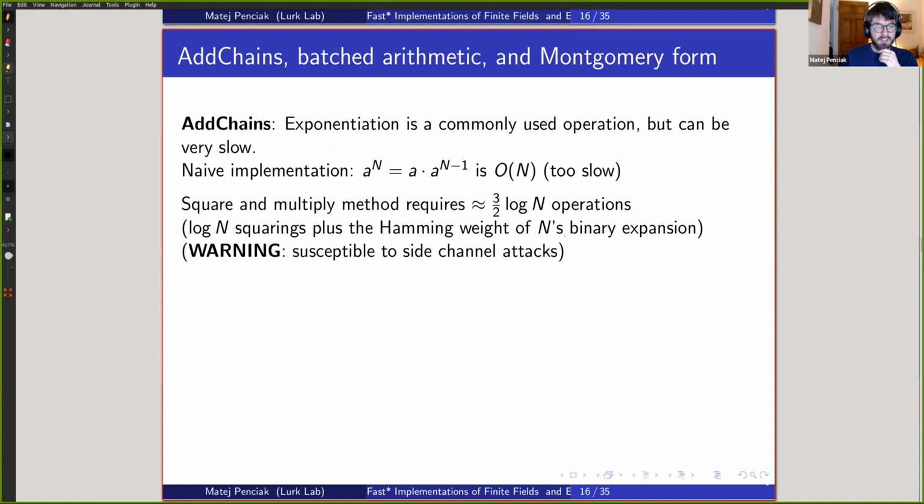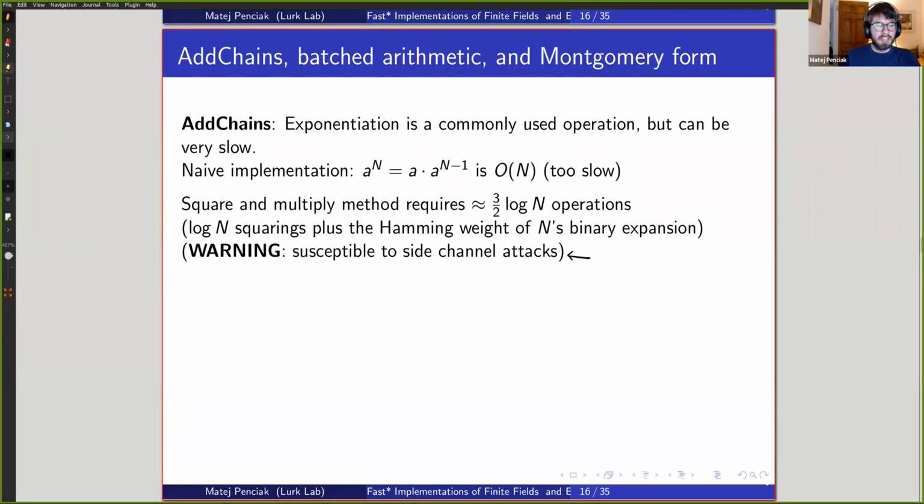And I should give you a warning. This warning is a common warning for a lot of these cryptographic algorithms, that this double and add method or the square and multiply method are susceptible to timing side channel attacks. So if you're curious about what those are, ask me at the end and I can explain a little bit about that.